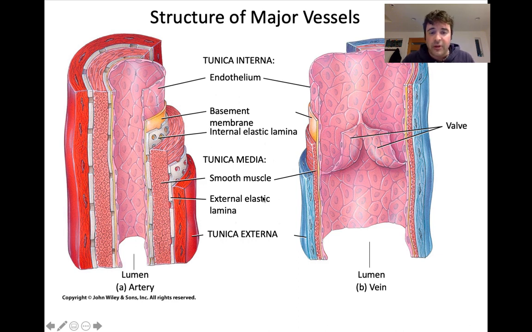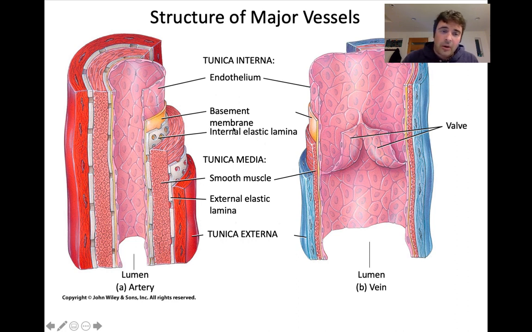Finally, we have the tunica externa and the vasa vasorum. The vasa vasorum are actually the blood vessels that feed blood vessels, weirdly enough. So when you look at those on the models, you're looking at blood vessels that feed the tissue of blood vessels, because all of your tissues need blood. And again, it's a dense connective tissue structure, perfused with blood vessels, that stabilizes the blood vessel externally.